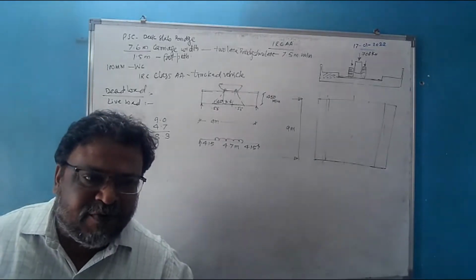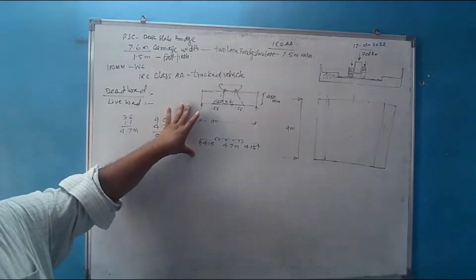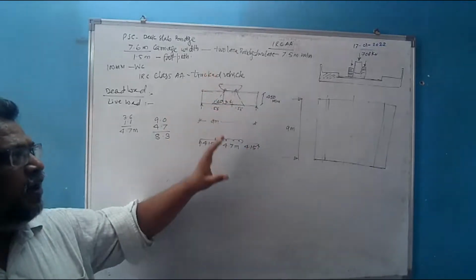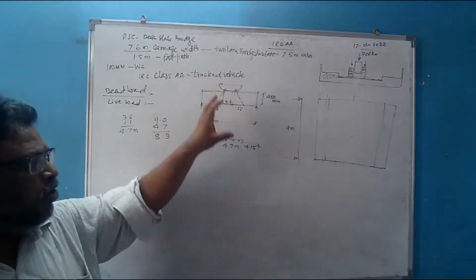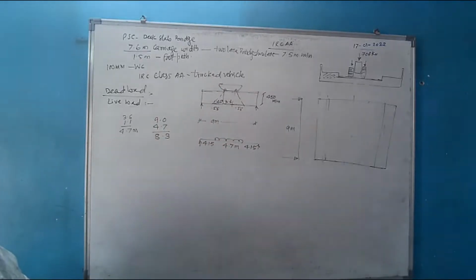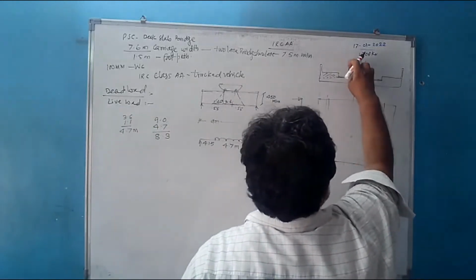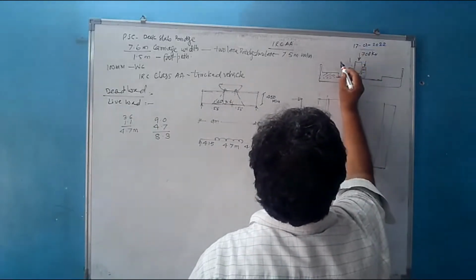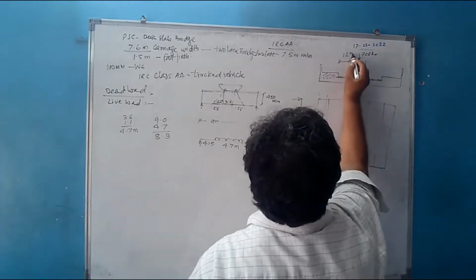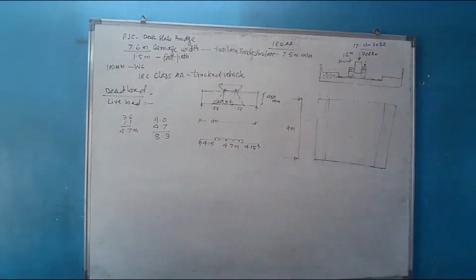We have to design it for bending. So to determine the bending moment, I must know the position where the vehicle must be along and across, such that it must produce the maximum bending moment. If you remember, we saw what the minimum clearance must be. The minimum clearance must be equal to 1.2 meter for IRC class AA tracked vehicle.